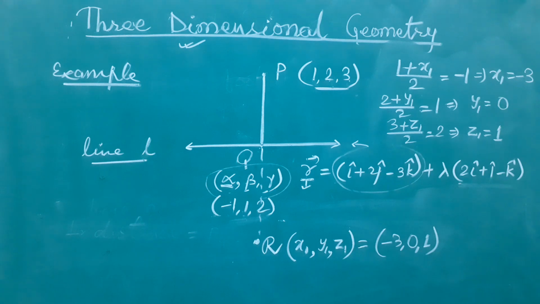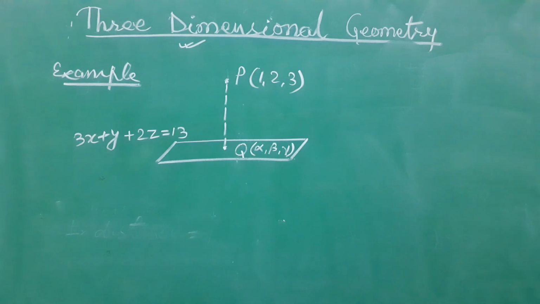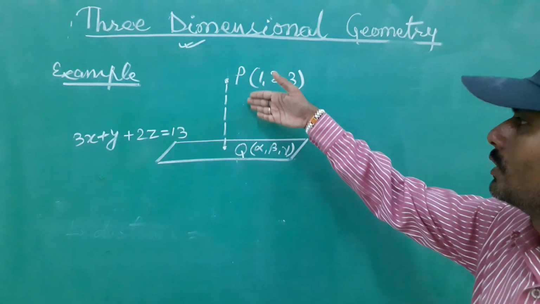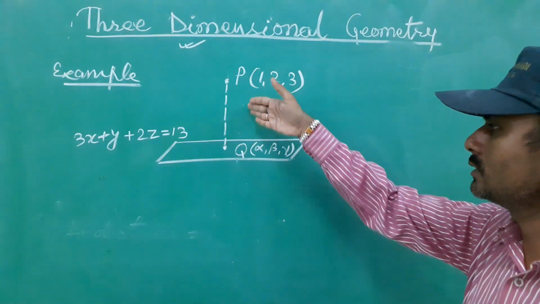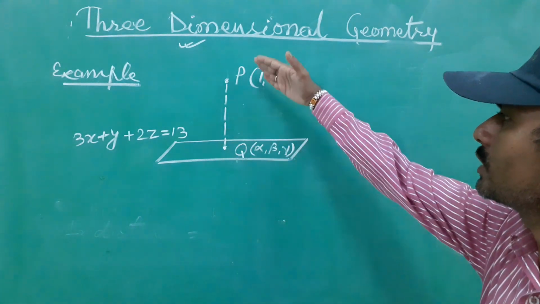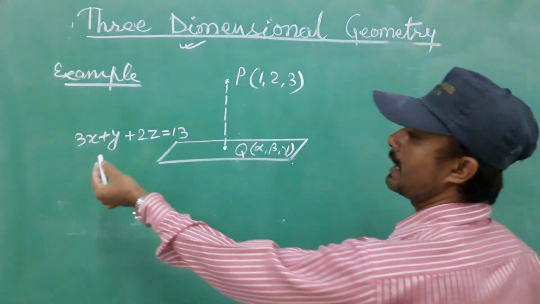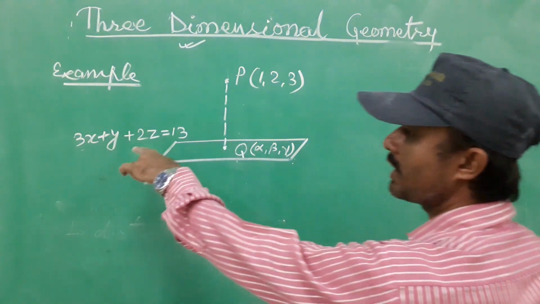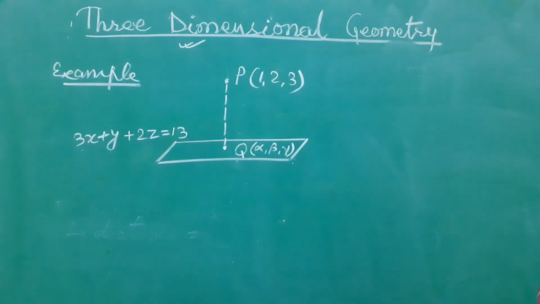And in the same way we can find the foot of perpendicular to the plane, distance and image for a point with respect to a plane. In a similar way, now we can find the foot of perpendicular to the plane, distance also and image also. Look here, here we have a plane and the equation of the plane is 3x plus y plus 2z equals 30.